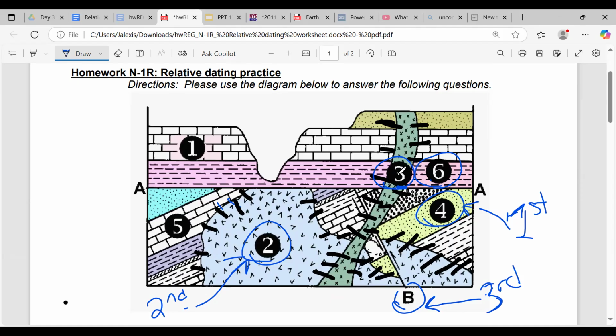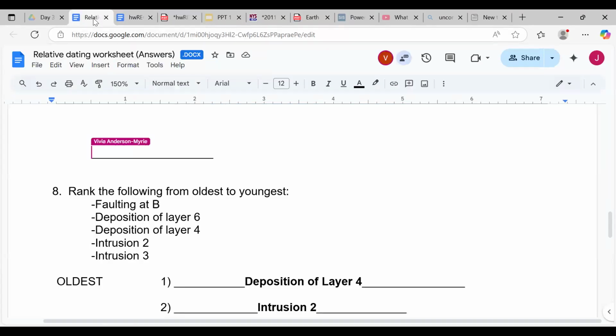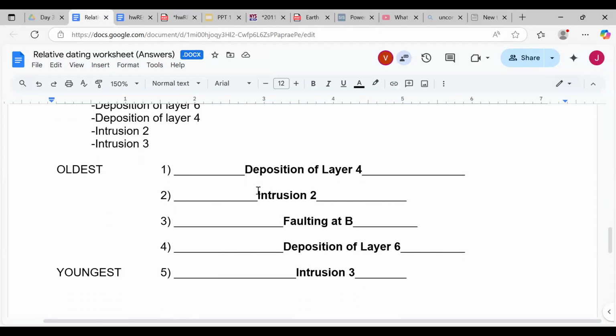Then I have to look, what is older, 3 or 6? Well, contact metamorphism is affecting rock 6. The intrusion is passing by rock 6. So therefore 6 definitely has to be the next oldest. I'm going to put that as fourth. And then last, we have the youngest, because the intrusion is touching all of the rock layers, which means it's younger than all of the rock layers. And so that's why 3 would be the fifth. And so the answer is given here. You can pause and see it from oldest to youngest.